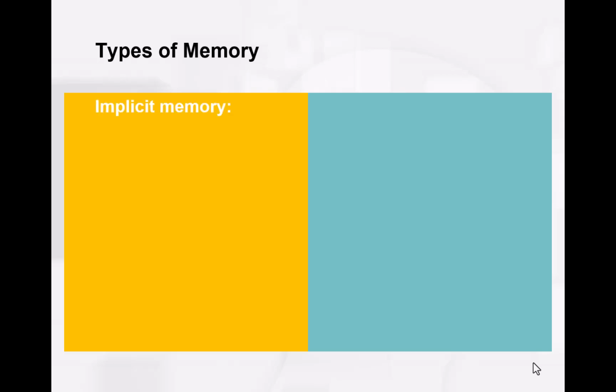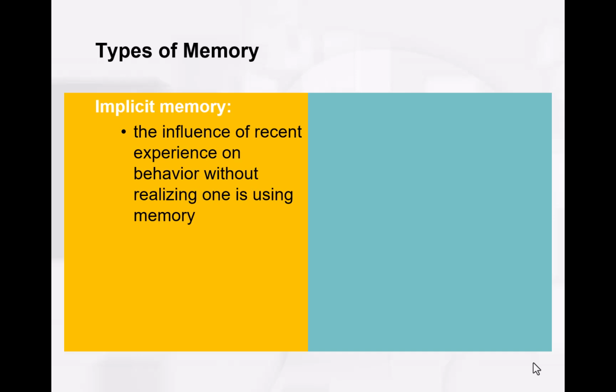Implicit memory is the influence of something that you've recently experienced on your behavior without really realizing that one is using that memory. Like maybe you saw a TV commercial for a certain brand of soda, and then you go to the store and you buy that brand because of that commercial, but you're not thinking about that commercial. It's not like the forefront of your memory. You're not actually thinking about it, but it influences your behavior. So it's something that's unconscious or automatic, something that you're not thinking about that's influencing you.